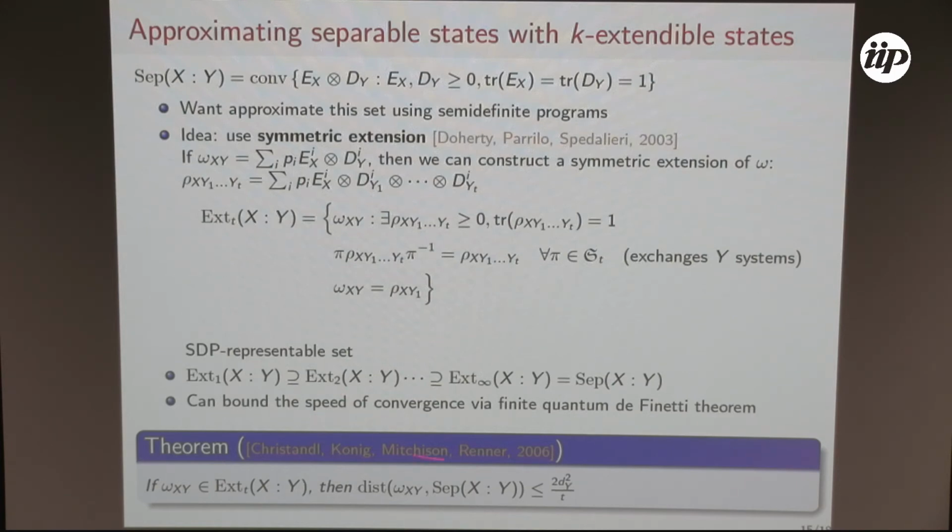For that you can use the finite quantum de Finetti theorem, which says the following: if you take a state which is t-extendable, then there is a separable state which is close to my original state. This is the trace norm, by the way. And how close is given by this formula: 2 d_Y squared over t, where d_Y is the dimension of Y. So if you take t sufficiently larger than 2 times the dimension of Y squared, then you get a good bound.